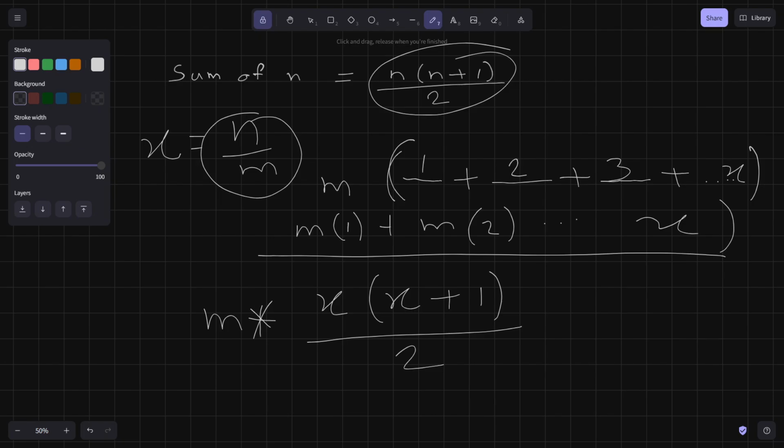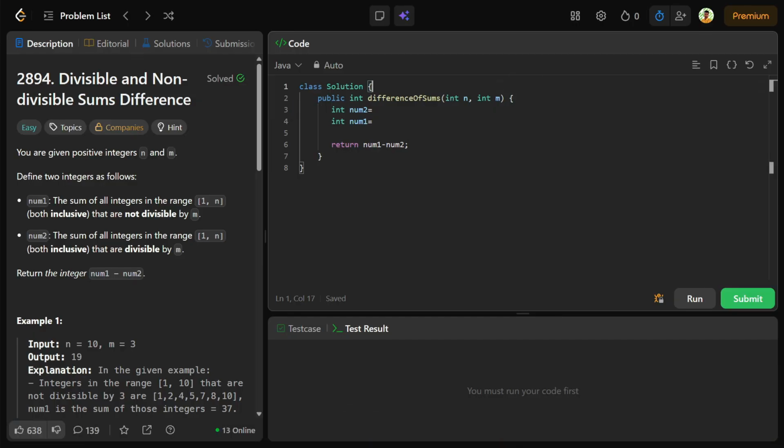So we are going to use the same formula. So we have an integer x, which is n by m, and num2 is x into x plus 1 divided by 2. This is the term, and multiply by m.